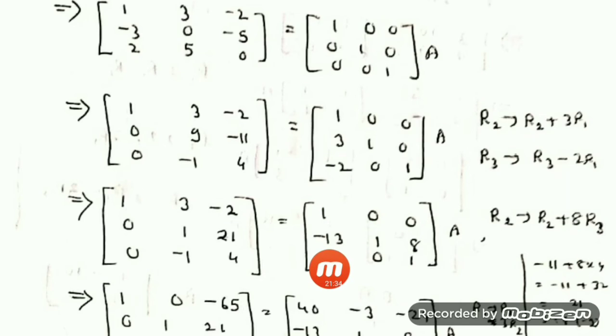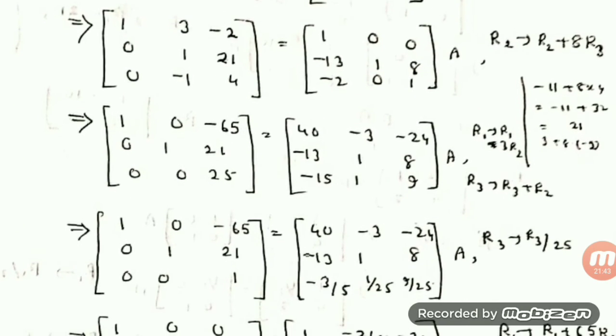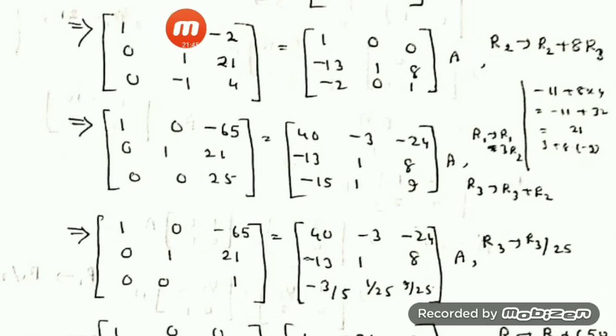3 minus 16 is minus 13. 1 plus 8 into 0 is 1. 0 plus 8 into 1 is 8. So this is completed.